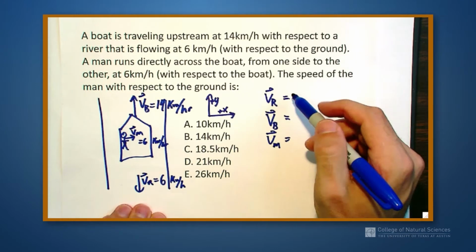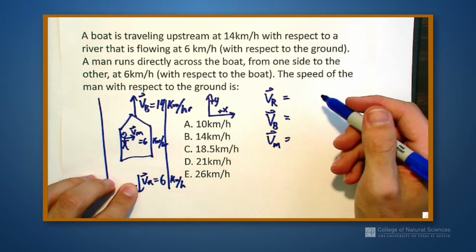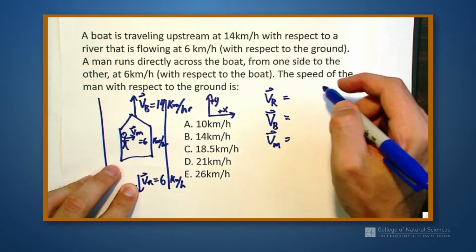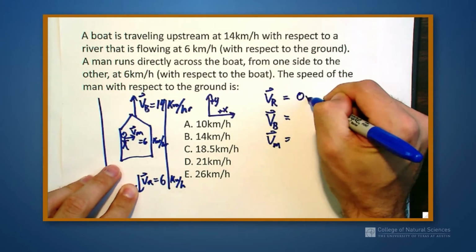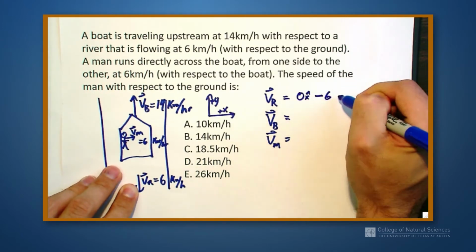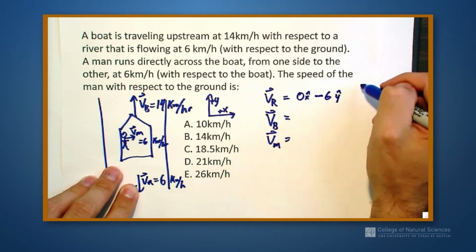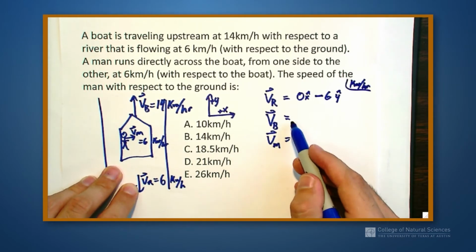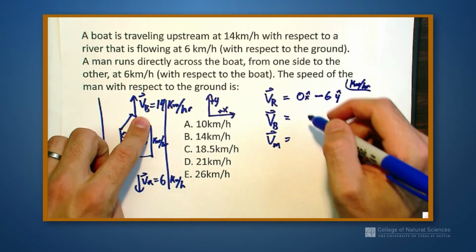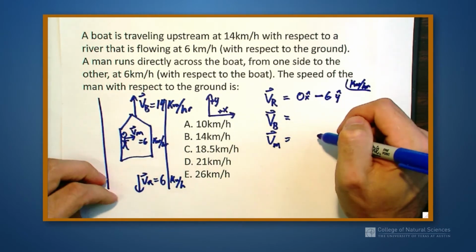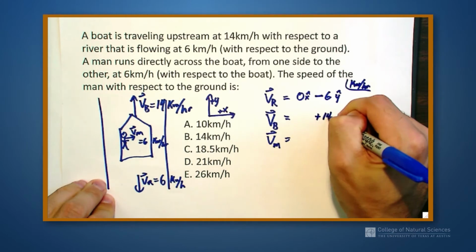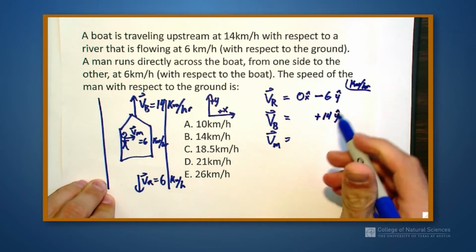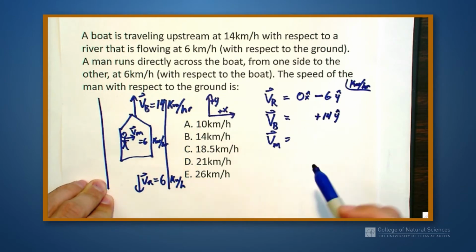All right, so the velocity of the river I said was 6 kilometers an hour, but it's 0 in the x direction and minus 6 in the y direction. We're going to assume kilometers per hour for the whole problem. My velocity of the boat, 14 kilometers in the vertical direction, so that'd be plus 14 kilometers per hour in the y direction, goes along with my y arrow, and 0 in the x direction.